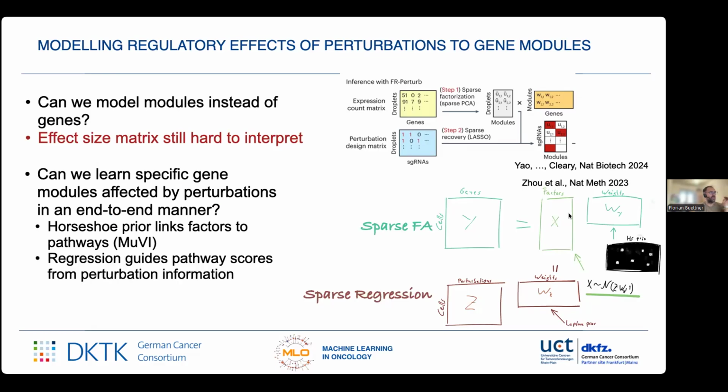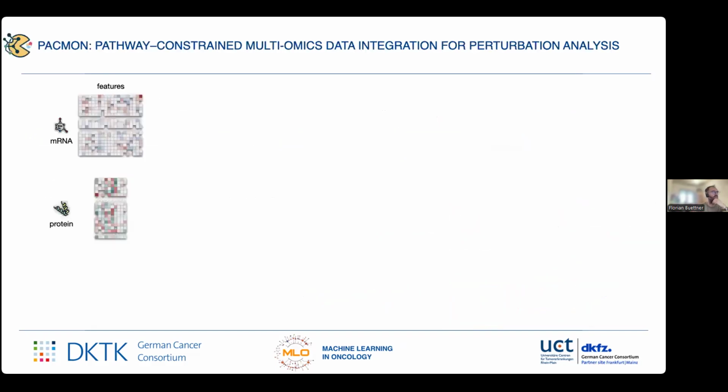So in other words, what we do, we perform a regression that guides the pathway scores from the perturbation information. And the perturbation information basically just tells us for every cell how it was perturbed. So which gene was knocked out by a CRISPR, or which drug was given to which cell. Right? And so these are the inputs that predict the activity of a given pathway via this MOFA module.